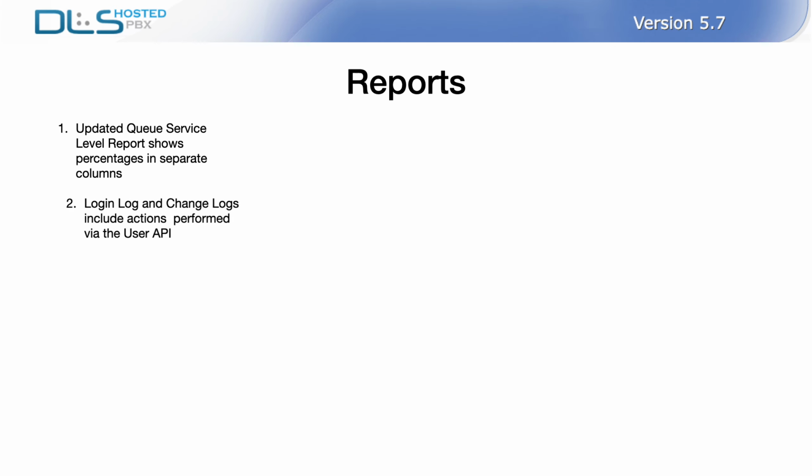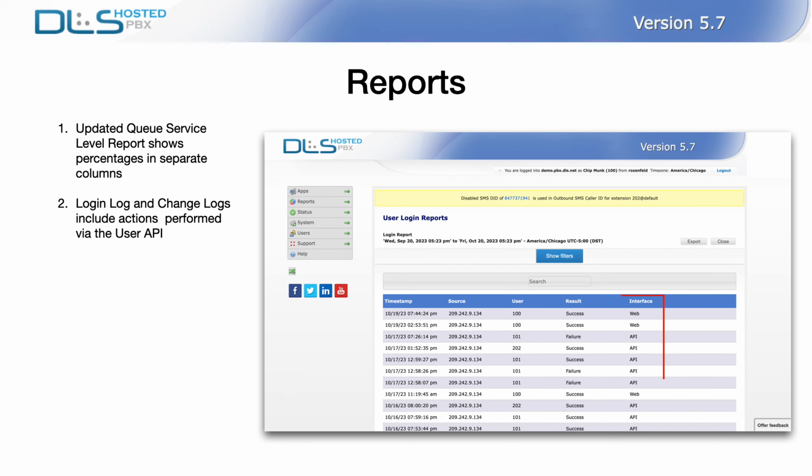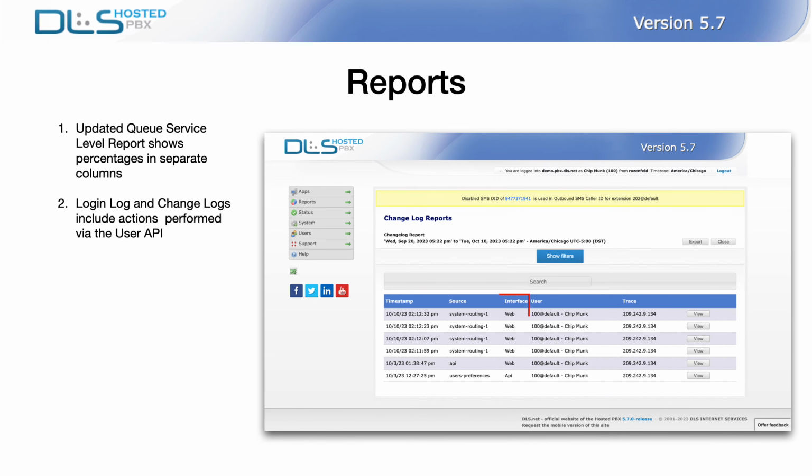Change 2. User API actions in login log and change logs. We've expanded the scope of our reporting. The login log and change logs now include actions performed via the user API. This addition provides a comprehensive view of all activities, ensuring full visibility into your PBX operations. Change 3. This one is a bug fix. MMS messages from our cloud soft phone now appear correctly in the reports.